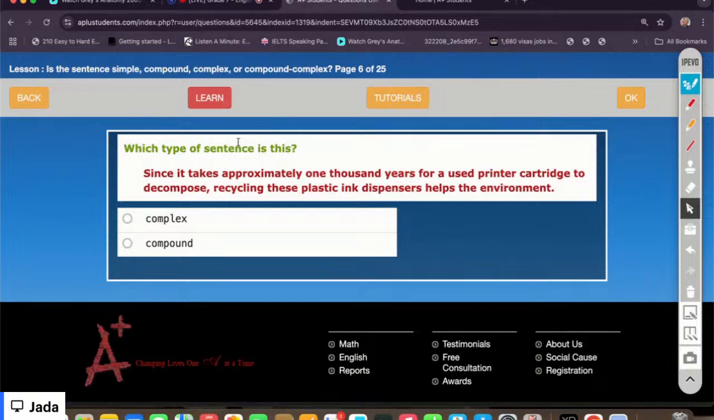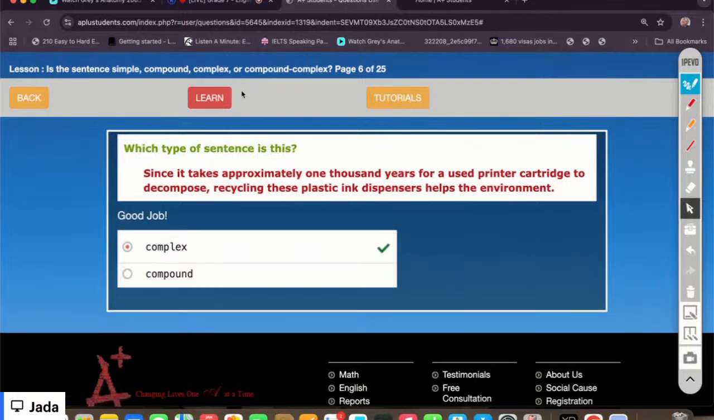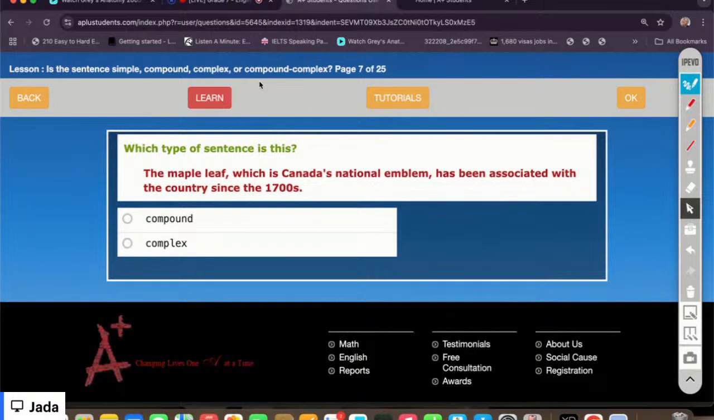"Since it takes approximately 1,000 years for a used printer cartridge to decompose, recycling these plastic ink dispensers helps the environment." So is this a compound sentence or a complex sentence? This will be a complex sentence.